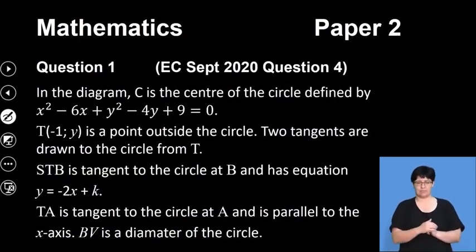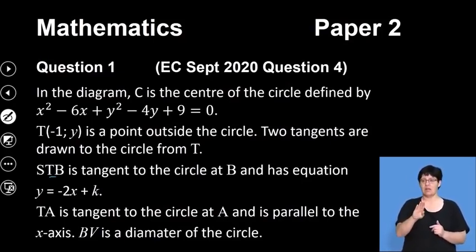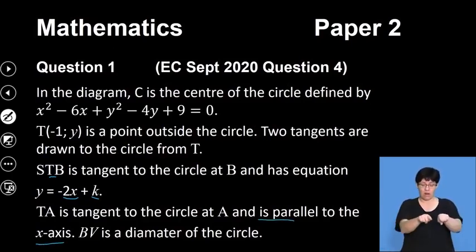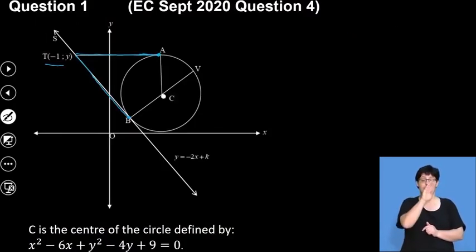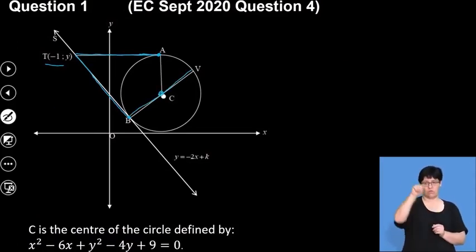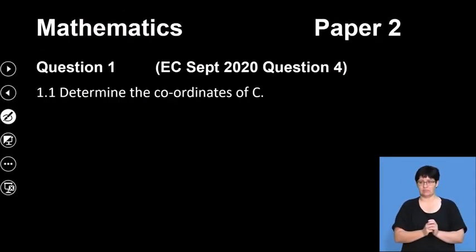Okay, so we're told that TB is a tangent to the circle at B and has the equation y equals minus 2x plus k, whereas TA is a tangent to the circle at A and is parallel to the x-axis. And finally, we're told that BV is a diameter of the circle. So that's this line over here, the diameter, which goes through the center. All right, so the first question is we're asked to determine the coordinates of C.